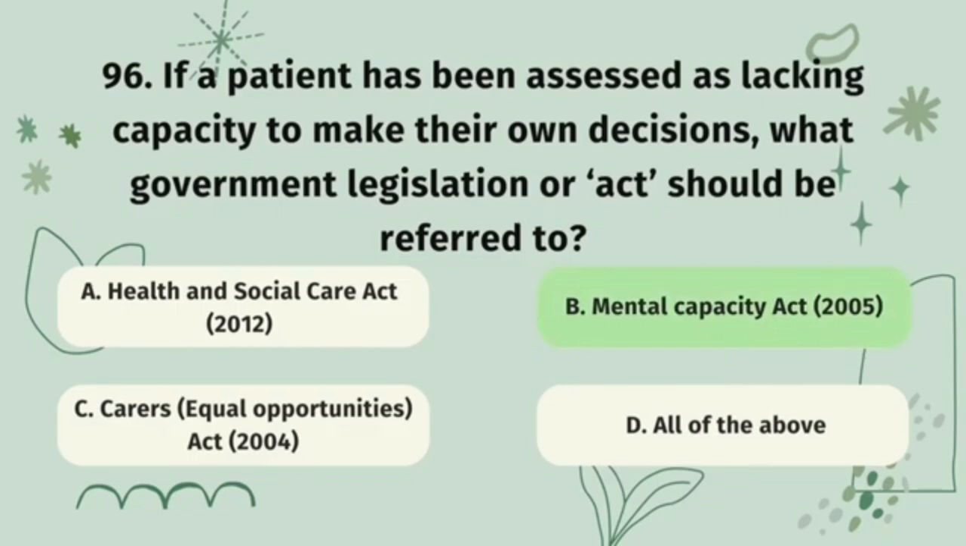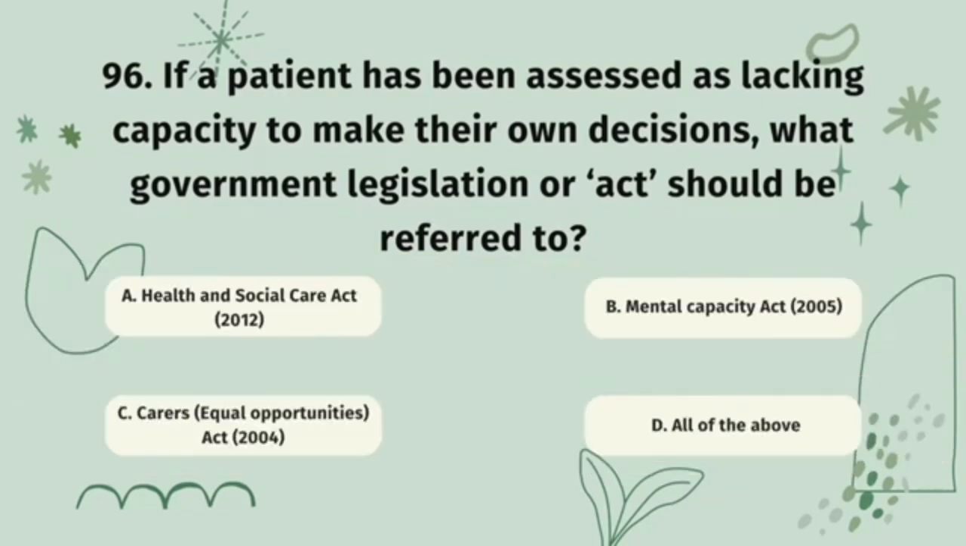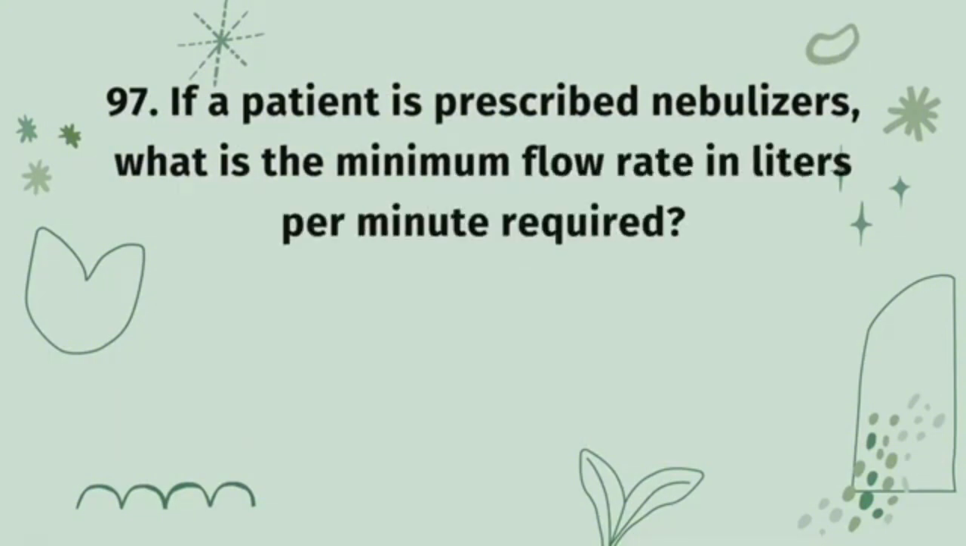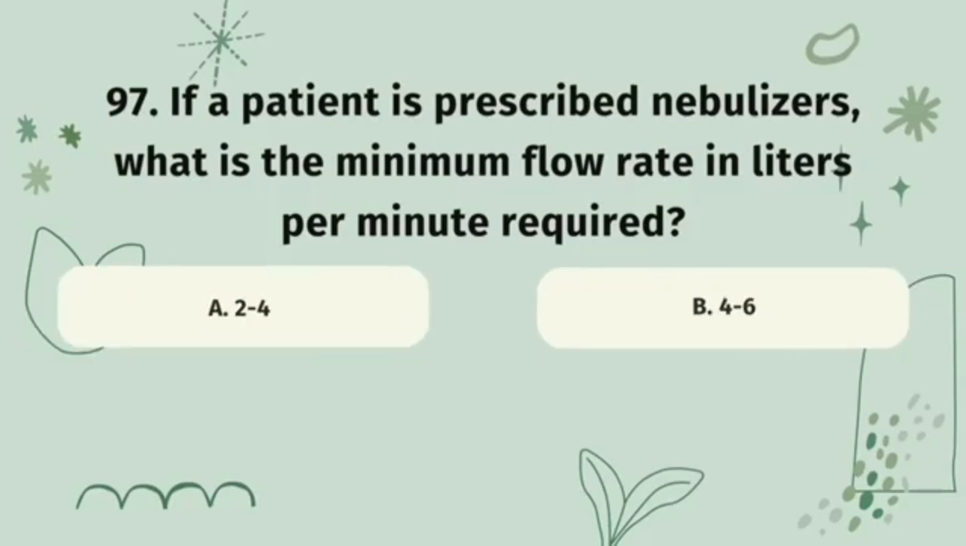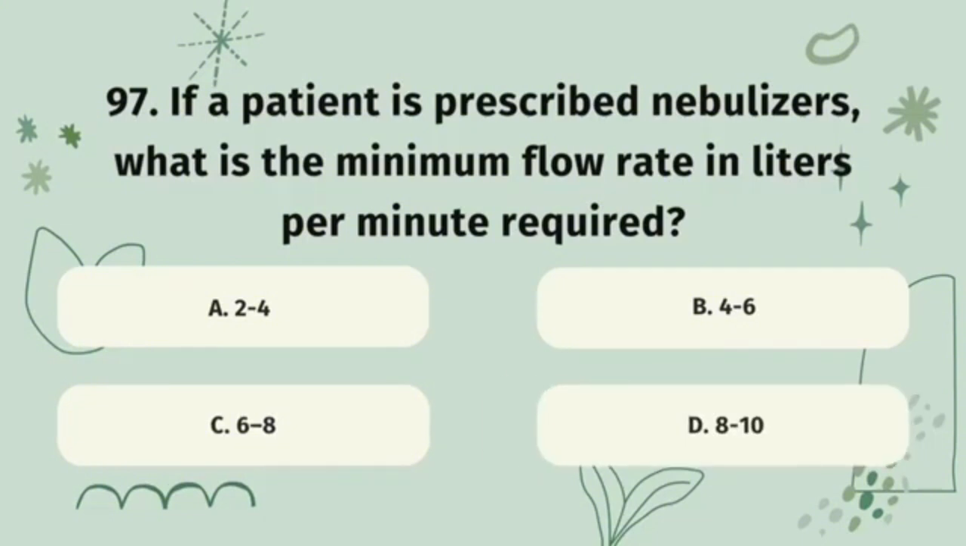The correct answer is B. Question 97. If a patient is prescribed nebulizers, what is the minimum flow rate in liters per minute required? Option A, 2 to 4. Option B, 4 to 6. Option C, 6 to 8. Option D, 8 to 10.